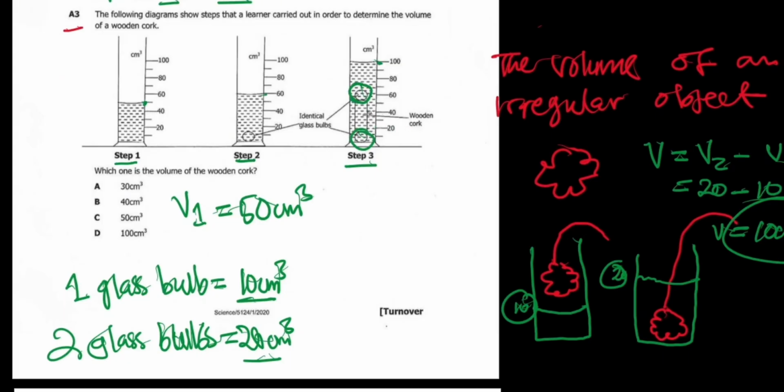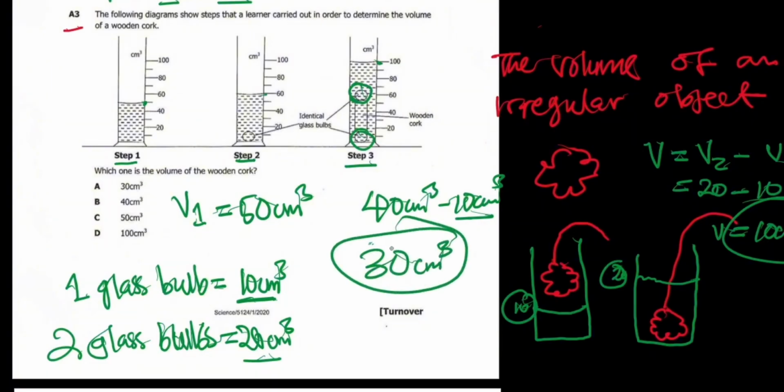This implies that the volume for one glass bulb plus this wooden cork is 100 minus 60, which is 40. Now, you have 40 cubic centimeters for this wooden cork and the glass bulb. But you know that one glass bulb is 10 cubic centimeters. So to find the volume of the wooden cork, you can simply subtract 10 cubic centimeters for the one glass bulb from 40 cubic centimeters, and you're going to remain with 30 cubic centimeters.